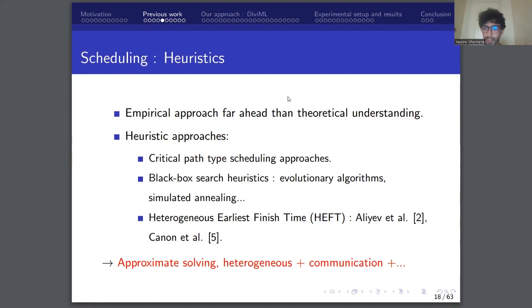Aliyev and Kollig's work on scheduling workloads on FPGA structures, and Ghannane and Kollig offer a survey where HEFT is shown to outperform 20 other heuristics for randomly generated graphs scheduling tasks. And in our approach, we will focus mainly on approximate solving, and the instance will be as general as possible, with heterogeneous platforms targeted, the presence of communication cost, of memory footprint, and so on.